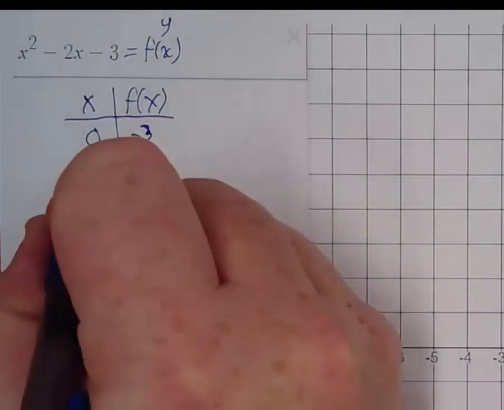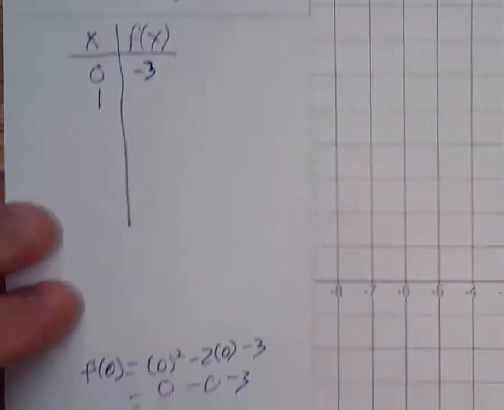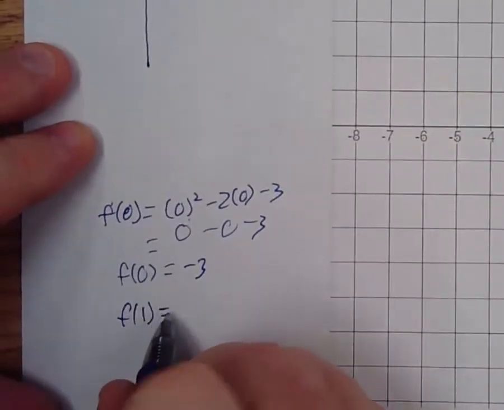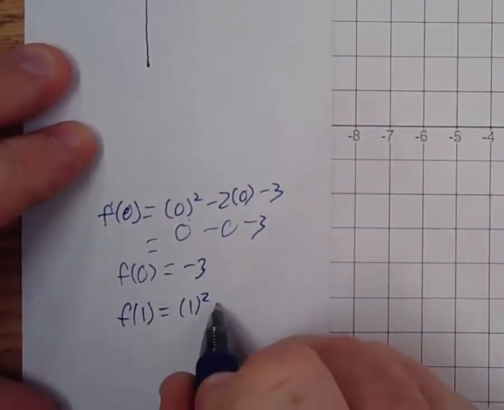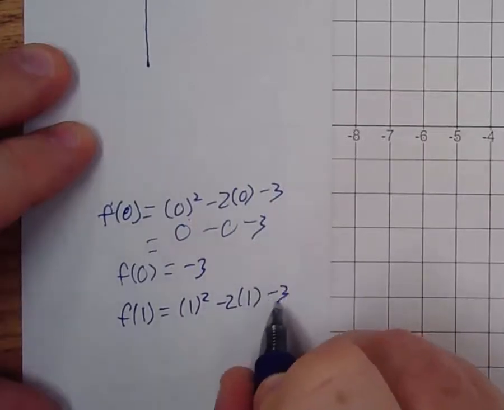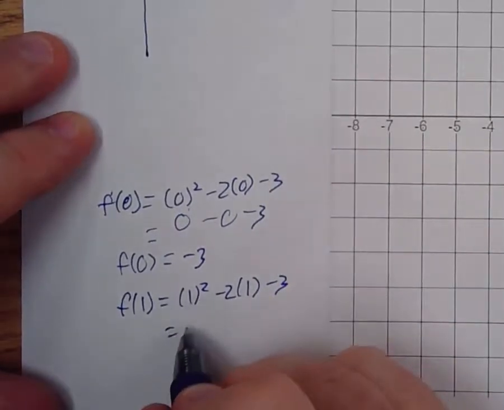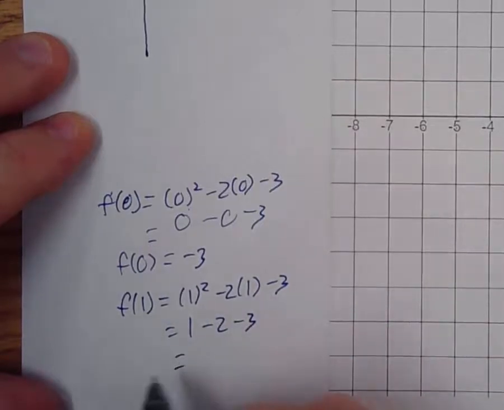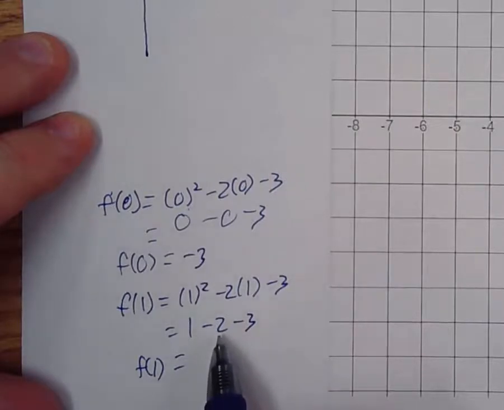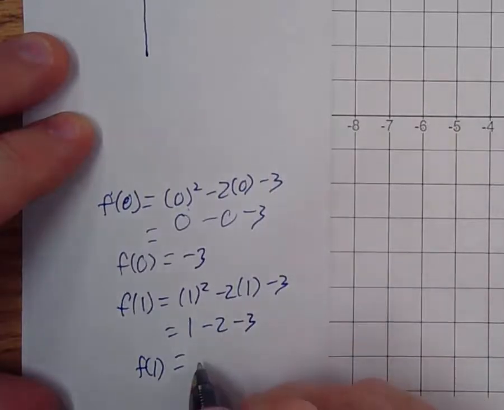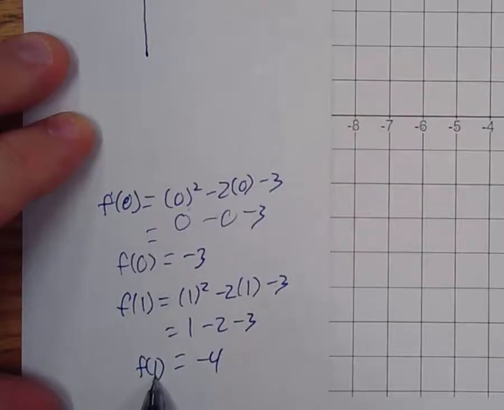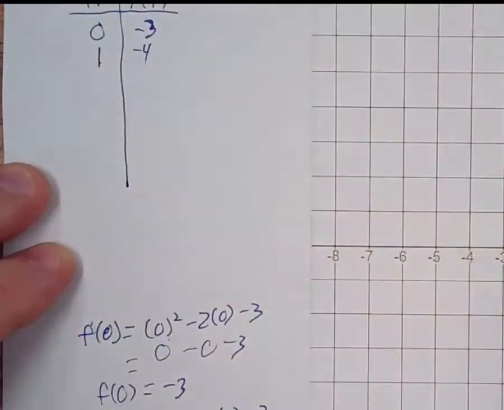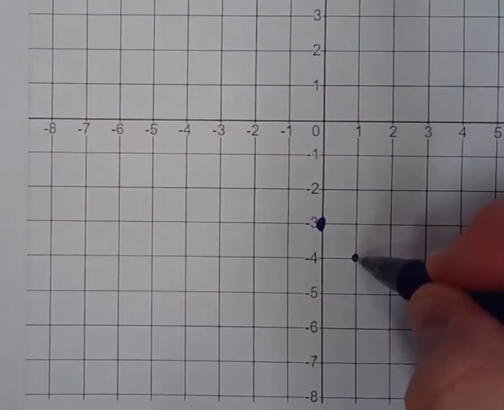I'm going to go ahead and pick a 1 next, so put a 1 in for x, so now I'm going to do f of 1 equals 1 squared minus 2 times 1 minus 3. 1 squared is 1, negative 2 times 1 is negative 2, bring down the minus 3. And now we have f of 1. Now remember, we're going to do 1 minus 2, which is negative 1, and negative 1 minus 3 is negative 4. So when I input a 1, my output is negative 4. So 1, negative 4 actually brings me down here.